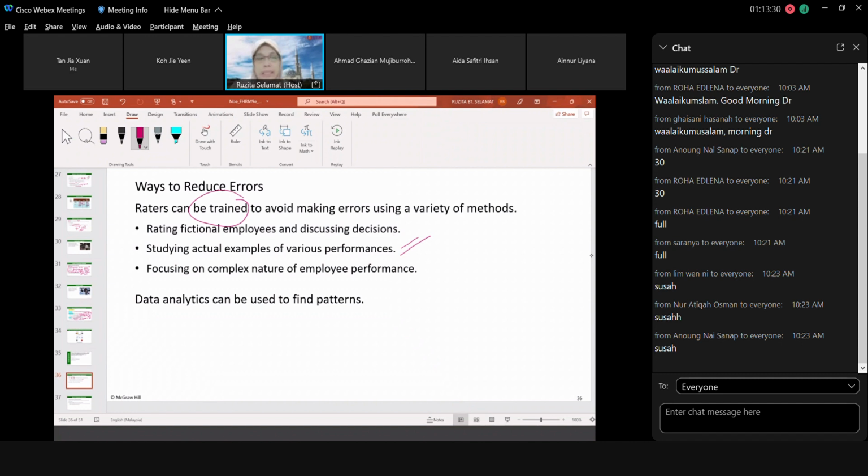Okay? Okay, study actual examples of various performances. Mungkin as a manager, what kind of performances yang akan di-display oleh pekerja yang boleh dijadikan guideline. Okay, kalau pekerja buat hal macam ni, kalau dia tunjuk behavior yang macam ni, apa maksudnya? Kalau pekerja yang ada masalah sebegini, what does that mean? Something macam tu. Right? So they can learn from each other.